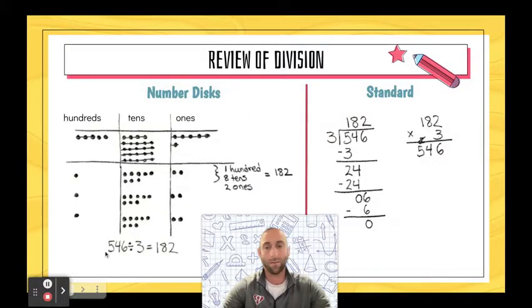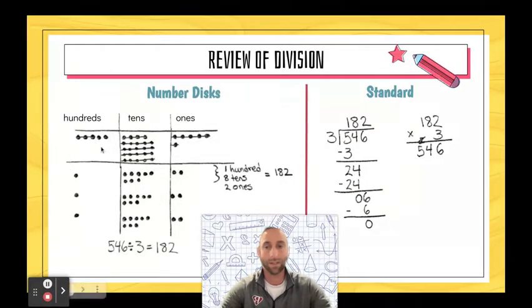So in this example, we have 546 divided by 3, okay? So we start off with 5 hundreds, 4 tens, 6 ones, and we start to group them into groups of 3. Whatever's left over gets unbundled. All right, so we should remember from our first and second lesson here, dealing with place value discs, bundling and unbundling, our magic number is always 10.